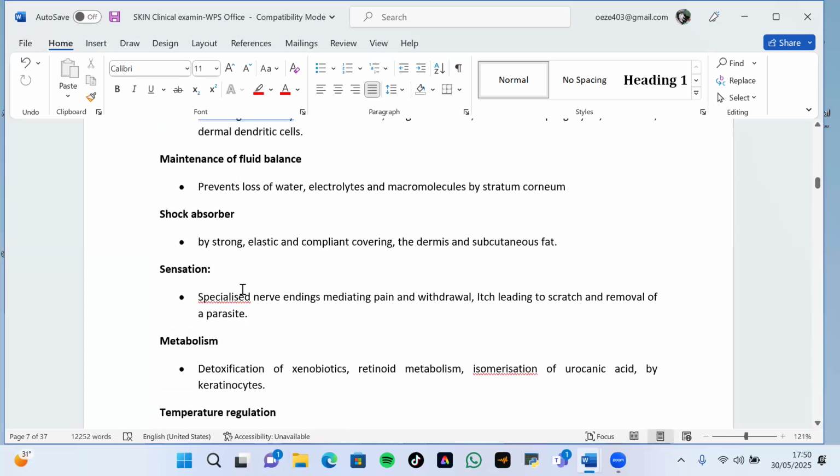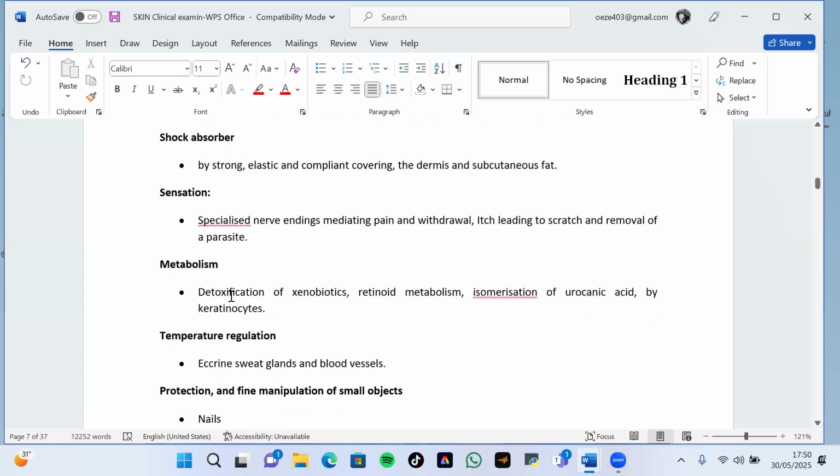Then the skin serves as a shock absorber too, because being strong and elastic, the dermis and the subcutaneous fat of the skin provide a certain level of shock absorption. Sensation: the skin has a lot of nerve endings that help the nervous system. That is why if you touch hot water, you withdraw your hand. So the skin plays another role in sensation.